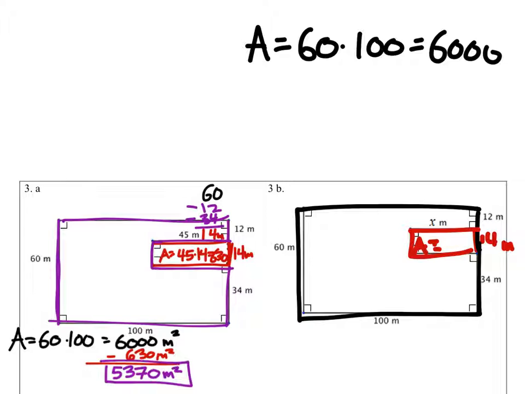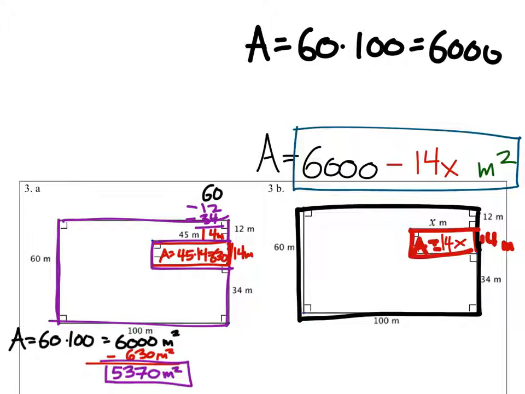Well, length times width. My length on this one, I don't know what it is. It's an x, and my width is 14. So the area of this is 14x, but I've got to subtract it off the 6,000, right? So the area of the whole shape is 6,000 minus 14x square meters. As it turns out, that is also the answer right there. Now you could put that in parentheses if you want. It doesn't really matter to me because we were looking for the expression.